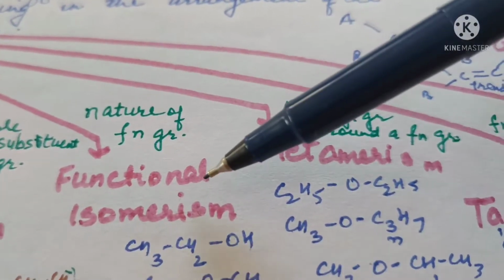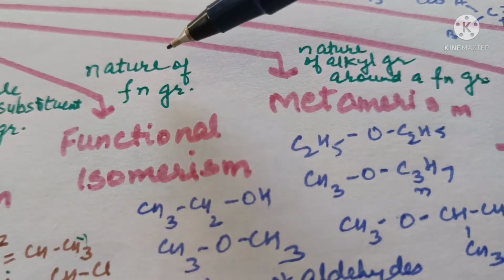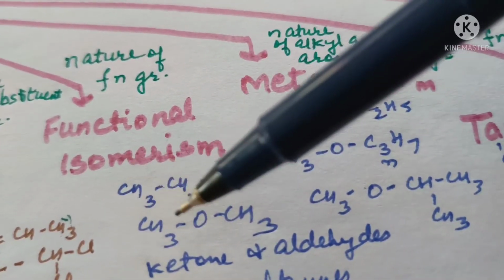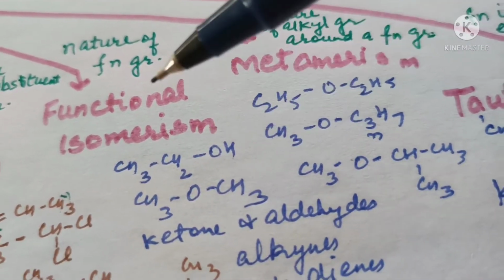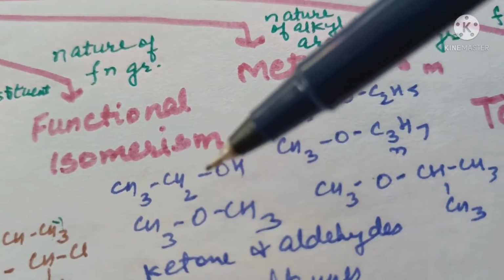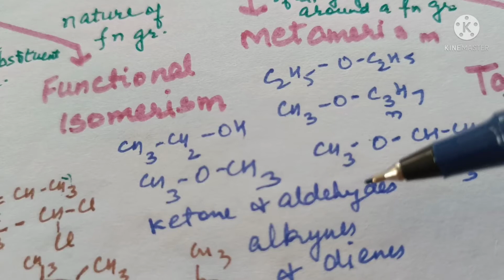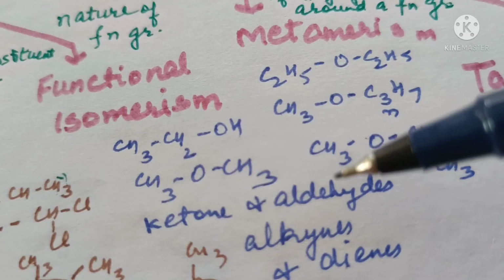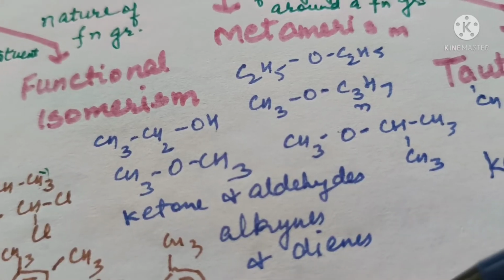Next type of isomerism is functional isomerism, where the difference arises on account of the nature of the functional group. The molecular formula of CH3CH2OH and CH3OCH3 is the same, C2H6O, but in this case the functional group is the OH group, whereas this is an ether. So the two are functional isomers of each other. Similarly, ketones and aldehydes having the same molecular formula are also functional isomers of each other. Also, alkynes and dienes are functional isomers of one another.